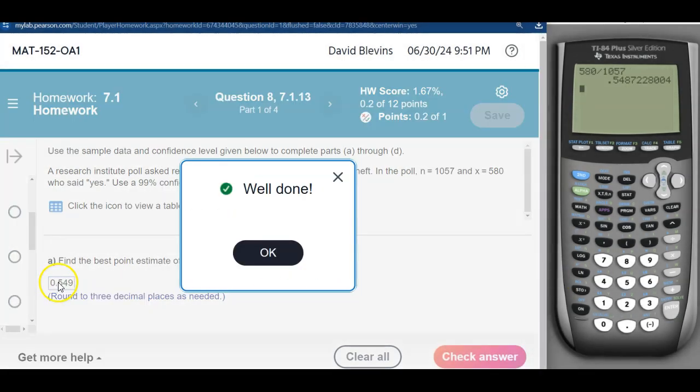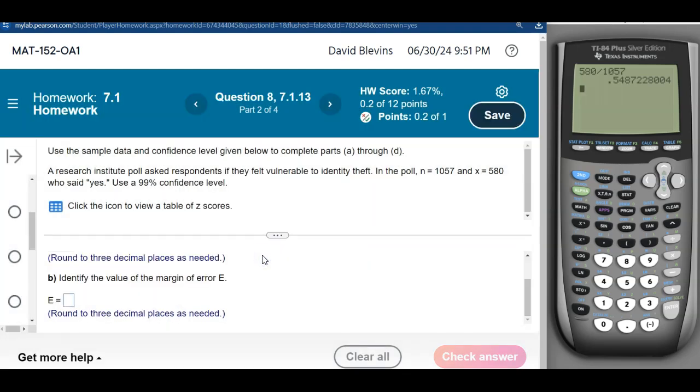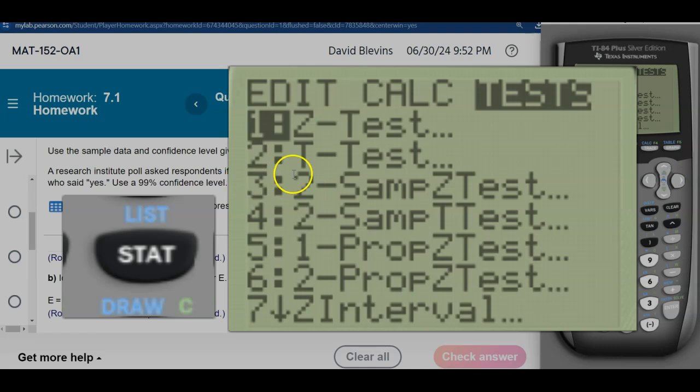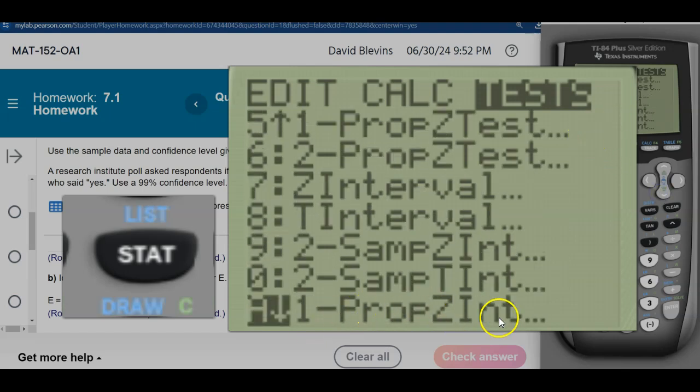But the rest of the calculations are a little tougher to do with the TI calculator just on the faceplate. So what I encourage you to do is to find the rest of these with the built-in confidence interval feature of the calculator. That's going to be under the test menu, so you go to stat and then come over to tests. This is a confidence interval about the percentage of the population that feels vulnerable, so that is a 1 prop z interval. If we come down, that's 1 prop z test, which is chapter 8. So there's what we want, 1 prop z int.